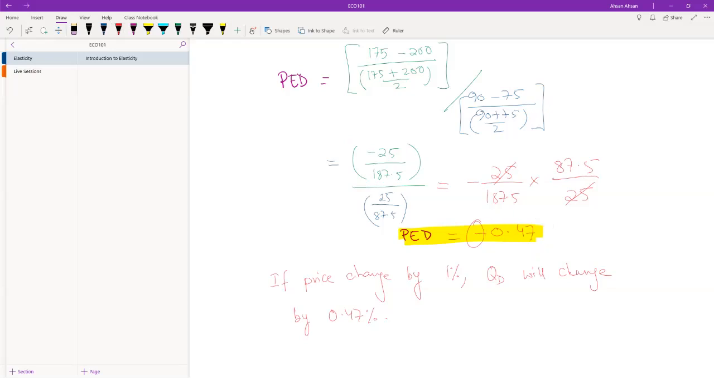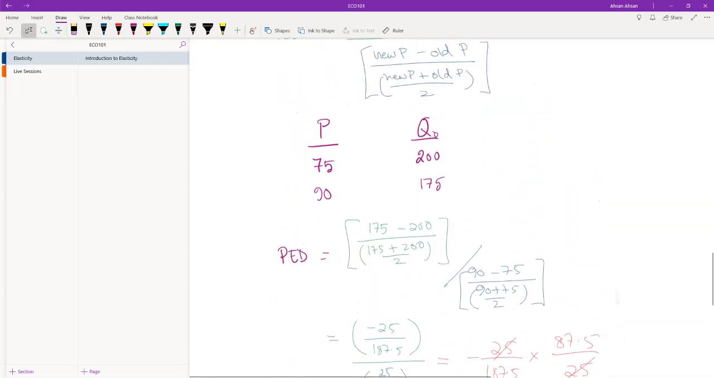We have a negative sign because of the law of demand. If price is going up, QD is going down. If price is going down, QD is going up. That's why PED is always negative. In whatever direction price is moving, QD is moving in the opposite direction.